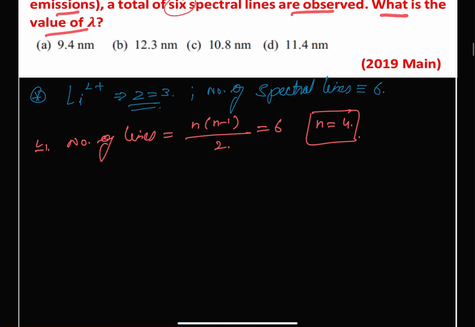So it means our electron is excited from the first state, value of n is equal to 1, that is our ground state, to n is equal to 4. So you can write that electron is excited from n is equal to 1 to n is equal to 4. And we can find out the amount of energy required in this transition, and from there we can easily find out our wavelength.